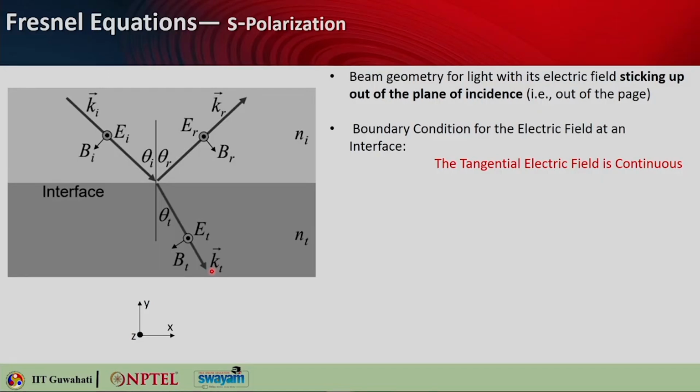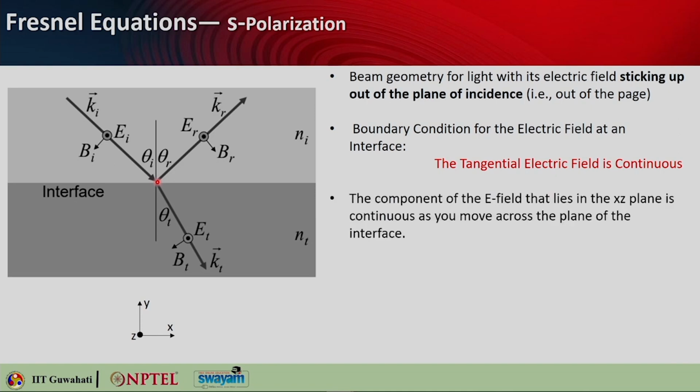Now, let us apply the boundary condition. The boundary is here where y equals 0, and we know from Maxwell's equations that at the boundary the tangential fields, the tangential electric field and the tangential magnetic field, are continuous. So let us find the component of the electric field that lies in this particular interface. The component of the electric field that lies in the xz plane, which is the interface, is continuous as you move across the plane of the interface.